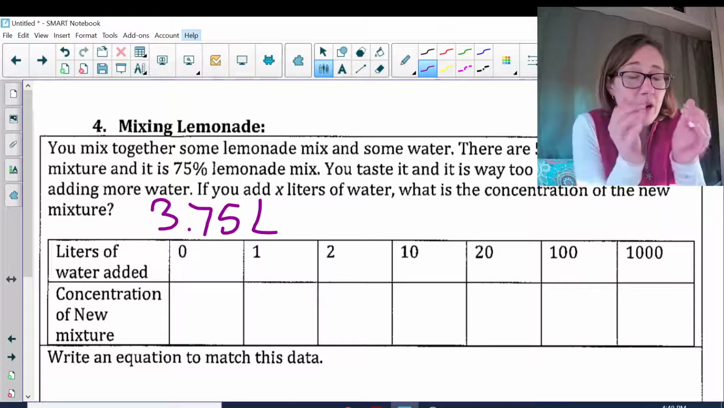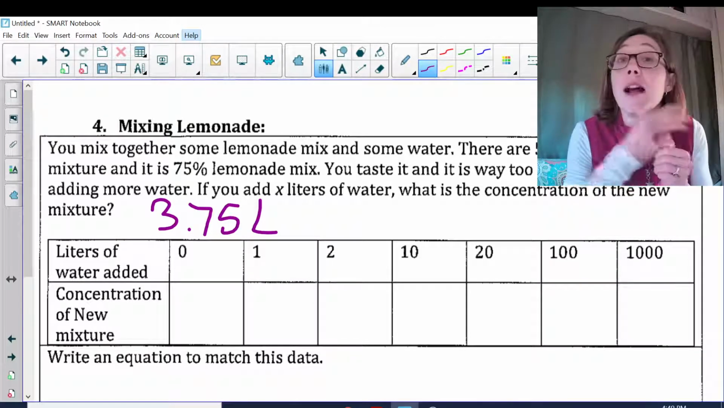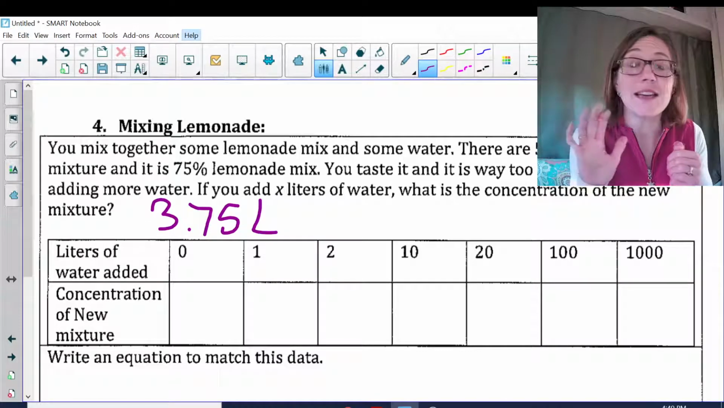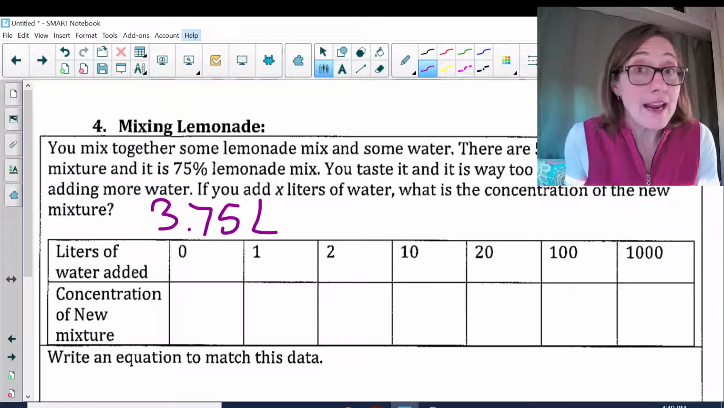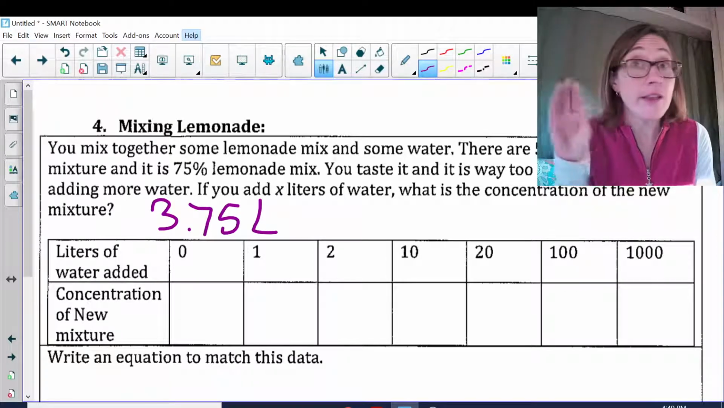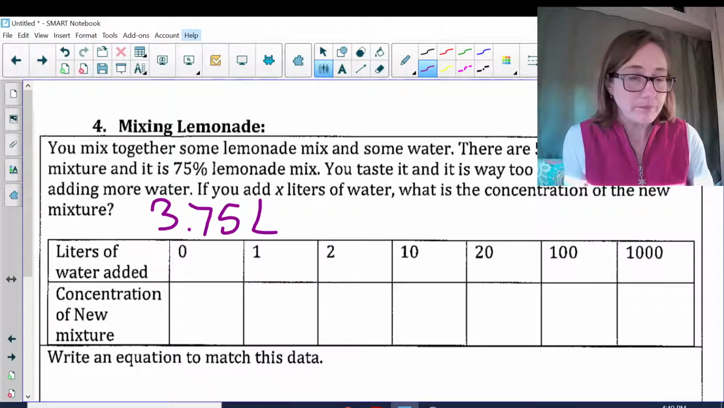Okay, so you started with 3.75 liters of concentrate. You've added a little bit of water, but not even close to enough. Okay, you taste it and it's terrible. So we're not going to add any more lemonade concentrate to this because it's already too strong. So the only thing we're adding to it is water.